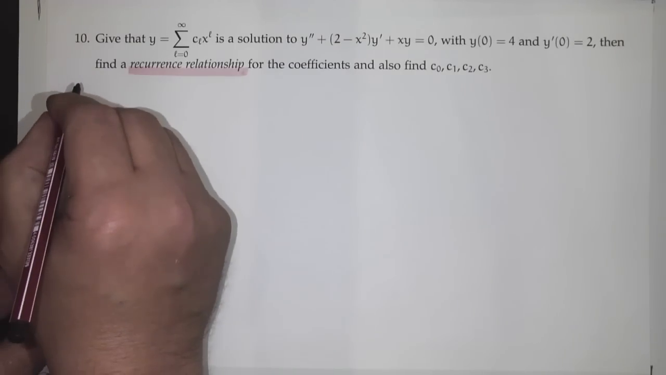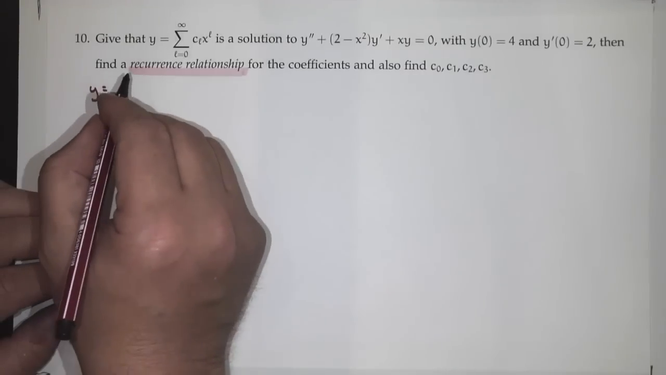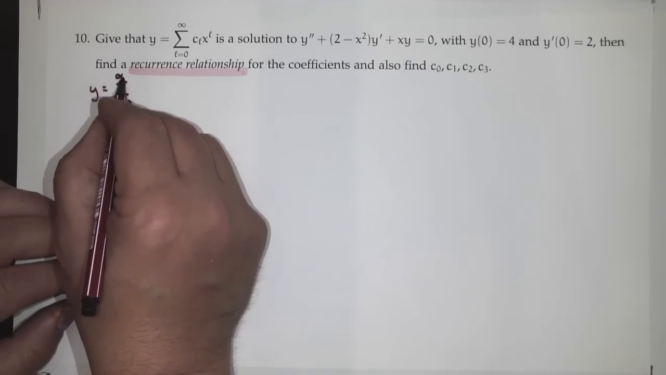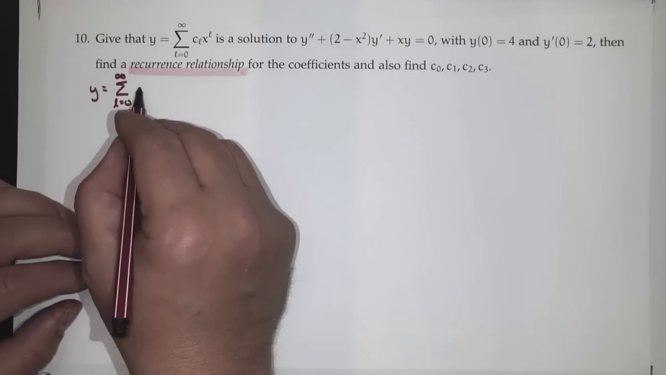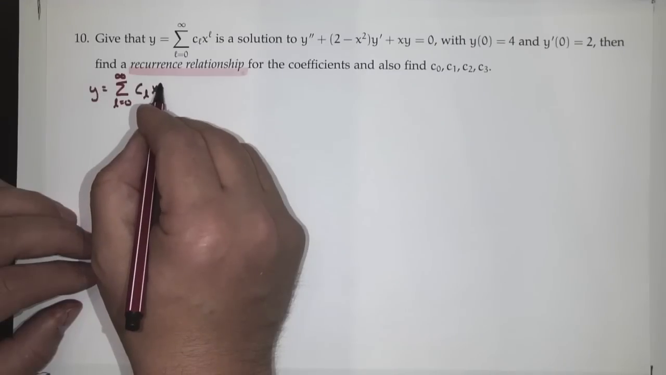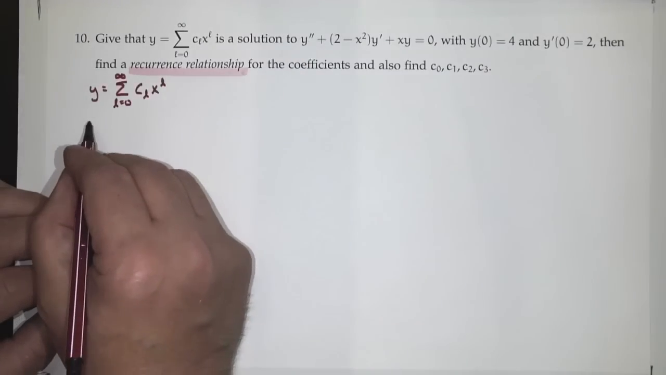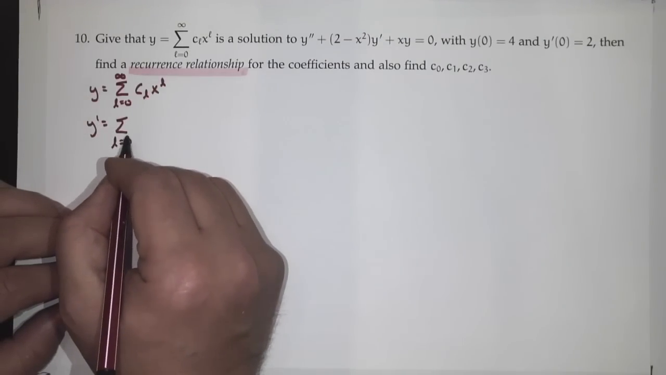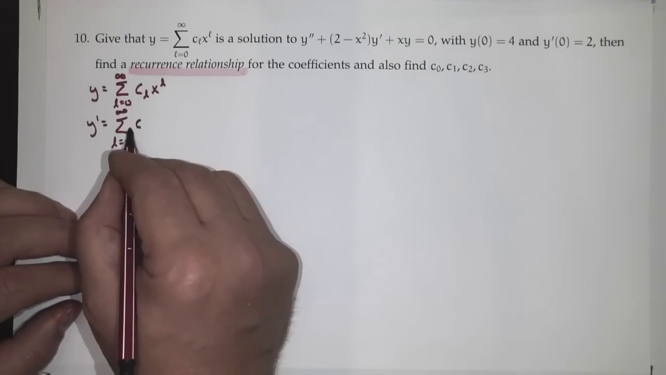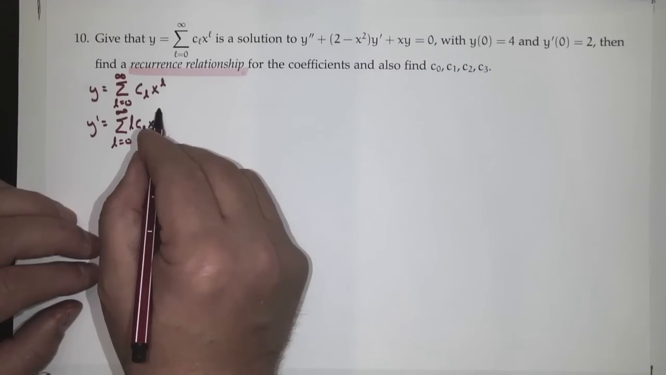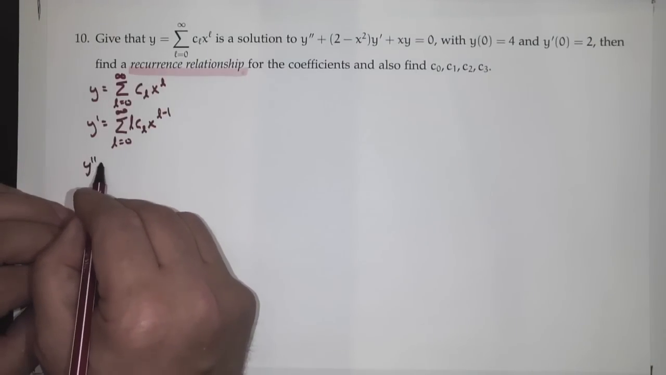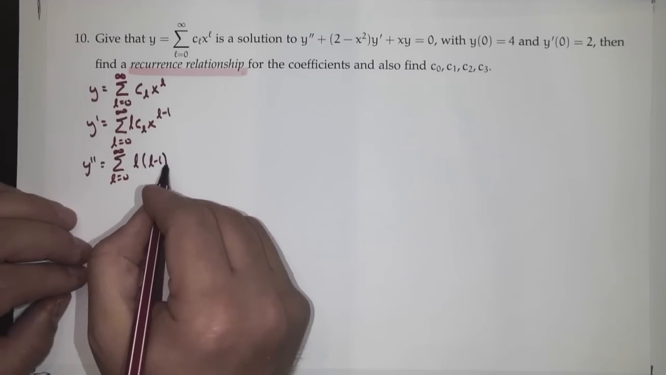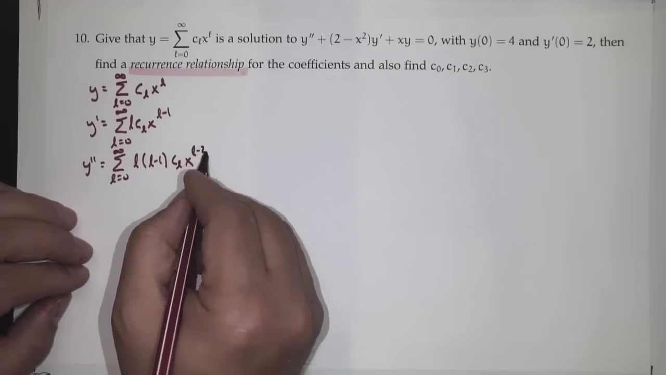Okay, so for recurrence relationships, we start with our y, and for some reason we put L's here. So the sum from 0 to infinity, c sub L, x to the L. We're going to go up to second derivative, so I like to put them all right away as reference. So y prime, sum from 0 to infinity of L c sub L, x to the L minus 1. Y double prime, sum from 0 to infinity L times L minus 1, c sub L, x to the L minus 2.